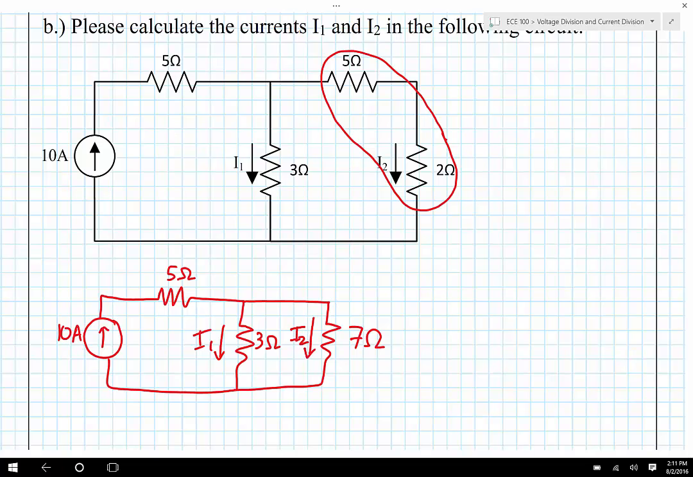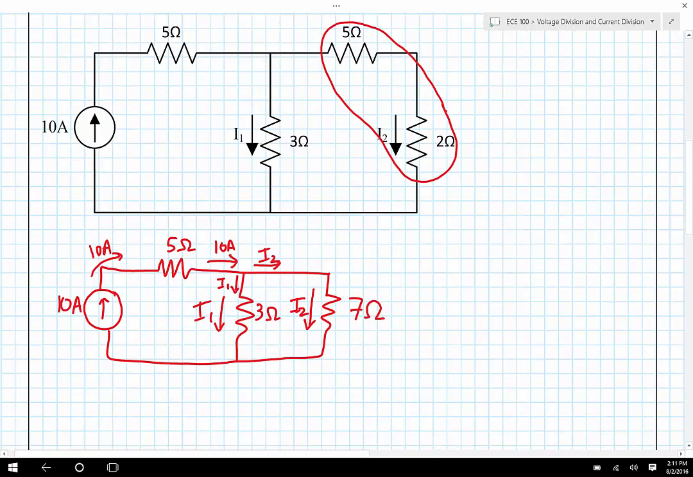We know that from the current source there must be 10 amps flowing here. We know that there must be 10 amps flowing here. We know that I1 is flowing down here. And we know that I2 is flowing out here. This is the classic example of a place where we have 2 resistors in parallel. We know the total amount of current. It's 10 amps. We don't know how it's being divided. It's time for current division.